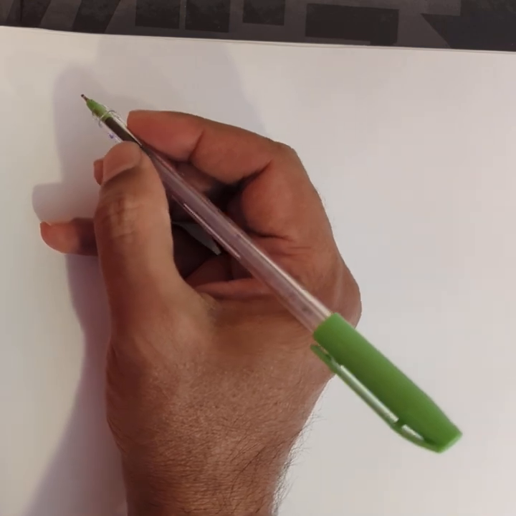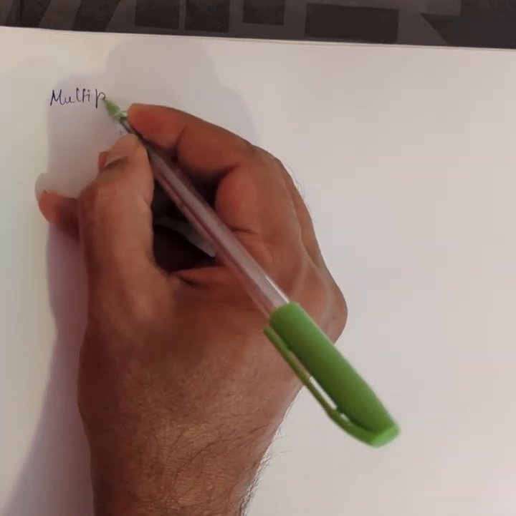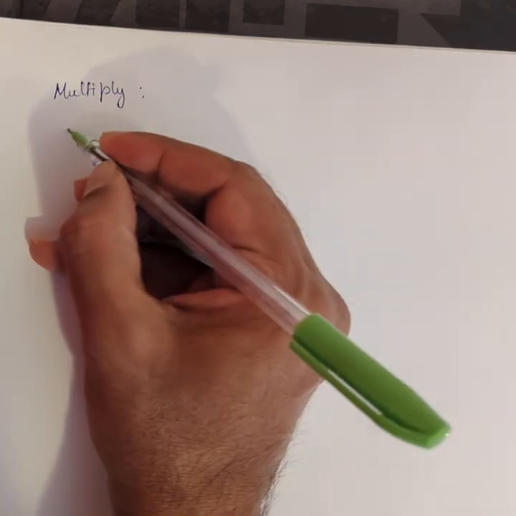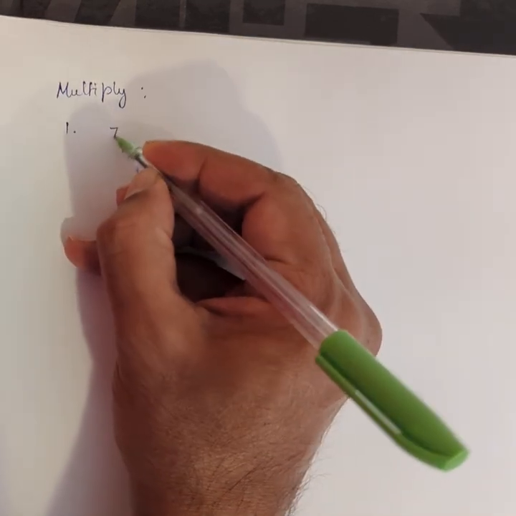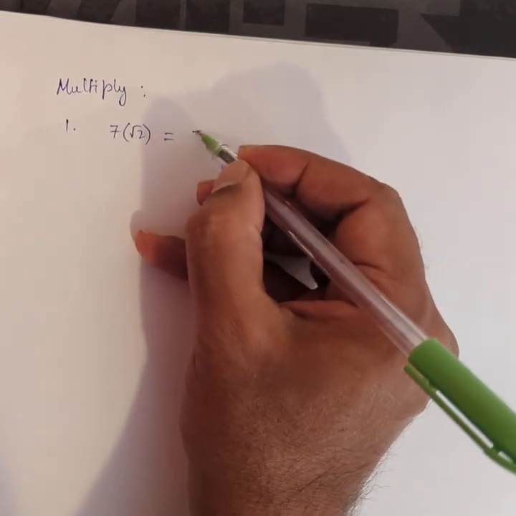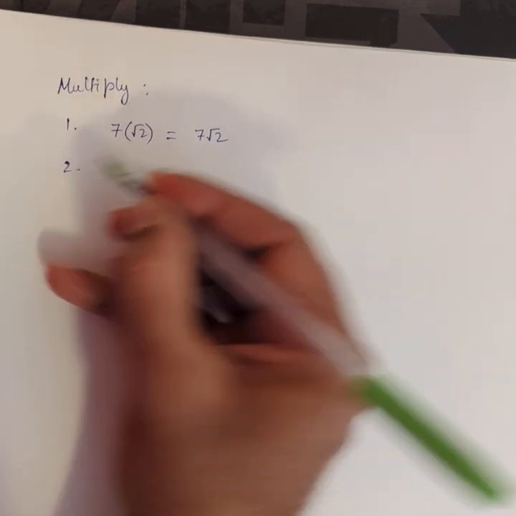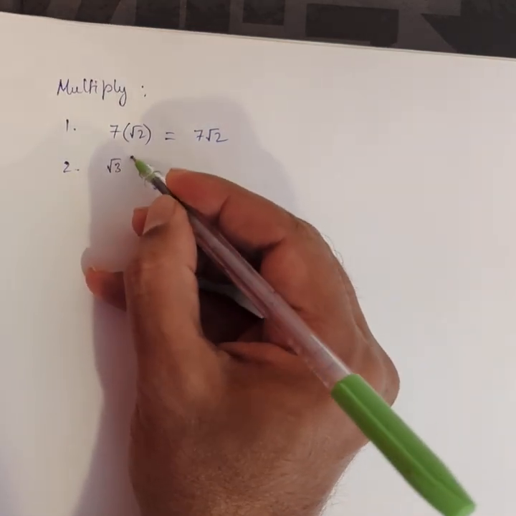So let's try to multiply some numbers with root 2. Let's carry out these multiplications. What is 7 times root 2? Well, there's no other way to write this. You just write it as 7 root 2. What about root 3 times root 2?